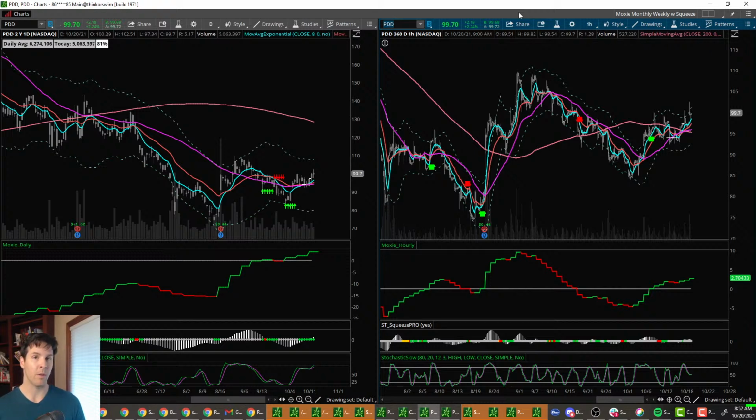Baidu, I think, is looking better than Baba. But you've got to keep in mind that some of these names have been beat up for a while, and just understand what you're playing with in that area.